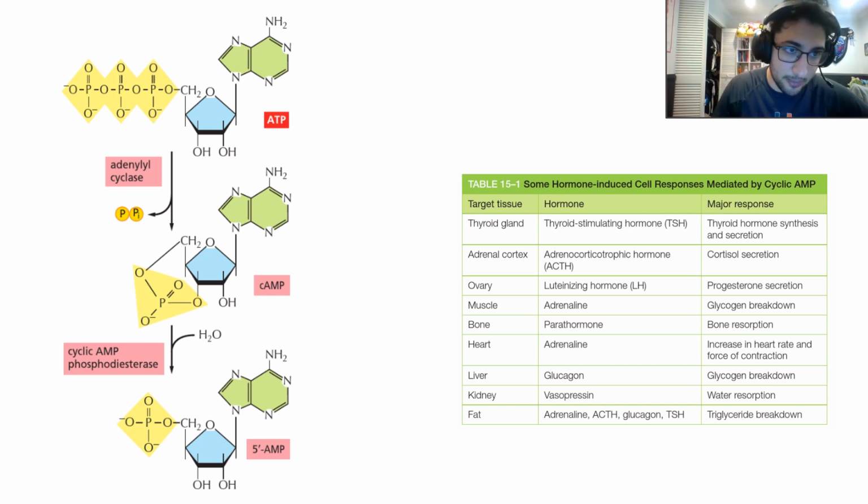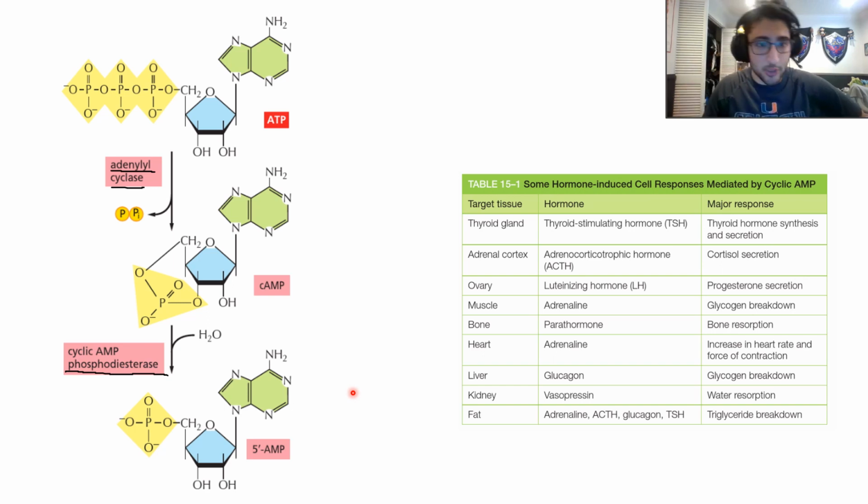So it's in the name, adenylyl cyclase. And cyclic AMP can be broken back down into 5' AMP by the action of phosphodiesterase. So to repeat, you have ATP present in the cytosol of the cell. Normally, adenylyl cyclase will generate cyclic AMP from the ATP and then it will be degraded by phosphodiesterase to 5' AMP.